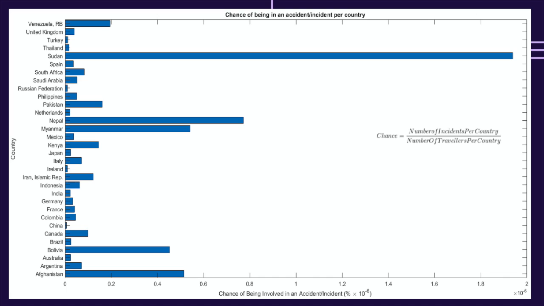It is interesting that Russia, with more accidents, has a smaller chance of being in an accident than Australia. We can explain this with the larger number of passenger movements in Russia than Australia, correlating to the smaller chance. We can read this graph by seeing how far the bar extends along the x-axis. For example, Sudan has a 2 in a million chance of being involved in an accident or incident, whilst Australia has a less than 0.001 chance of being involved in an accident or incident.